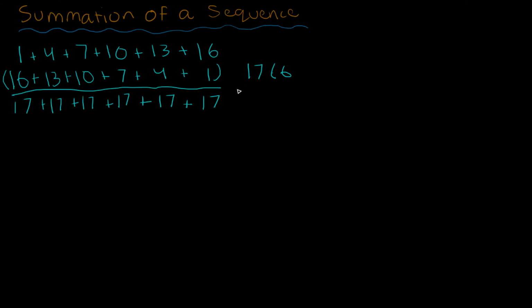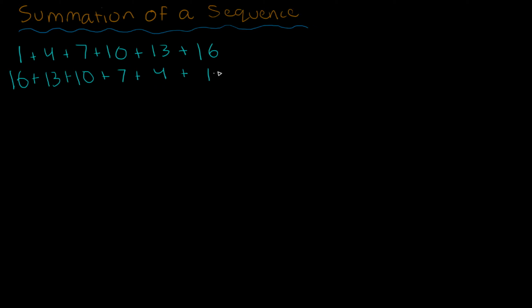So let me go back. We want to observe what actually happened during this process. So what are we doing here? We'll notice that 1 plus 16 is 17. So the number that we were multiplying with the number of terms in the sequence was 17, which we originally got by adding the first term and the last term. And that's one of the key parts to this sequence.